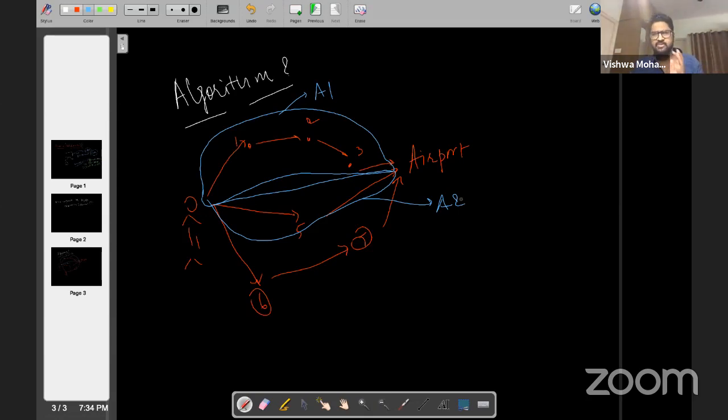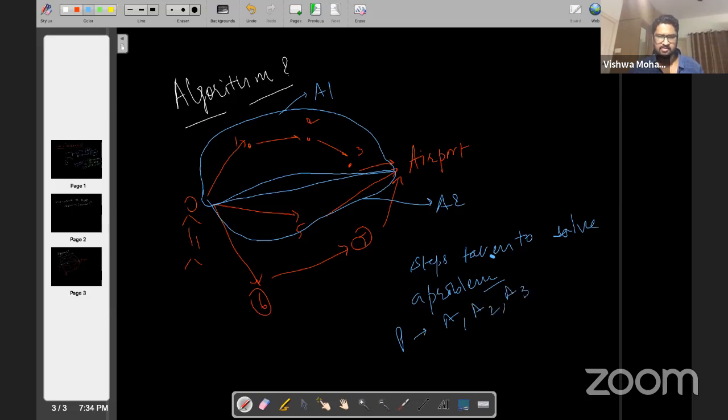So in simple words, if I have to define what an algorithm is, an algorithm is basically the steps taken to solve a problem. Okay, so for example, here there are 3 different ways of going to the airport. So there are 3 different algorithms, right? So the same problem can have multiple ways of solving it, right? So there's A1, A2, A3. So I have a problem P which can be solved by 3 algorithms, A1, A2, and A3.